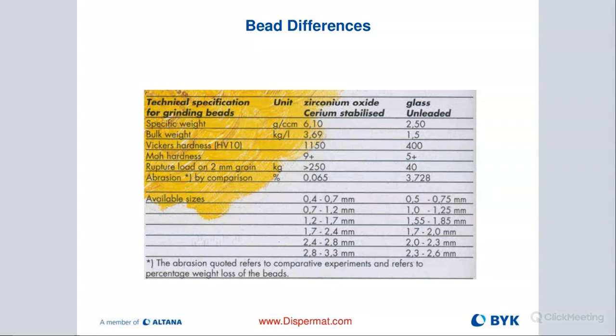You can see, for example, glass at 2.5 specific weight versus 6.1 for cerium stabilized, and the hardness of a cerium stabilized ceramic bead is a lot harder than glass. So we always recommend using really high quality beads. They should ideally be perfectly spherical and not some ragged particle or oval shaped bead that we have all sometimes seen on the market. Beads can get expensive, but we believe you get what you pay for.